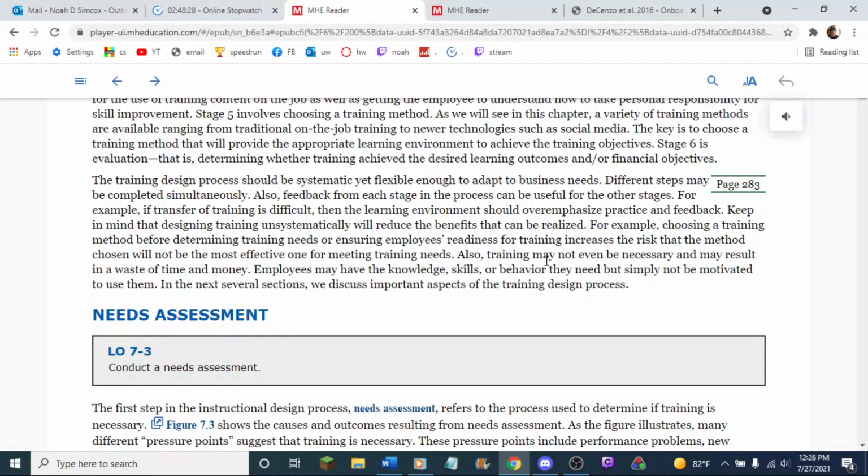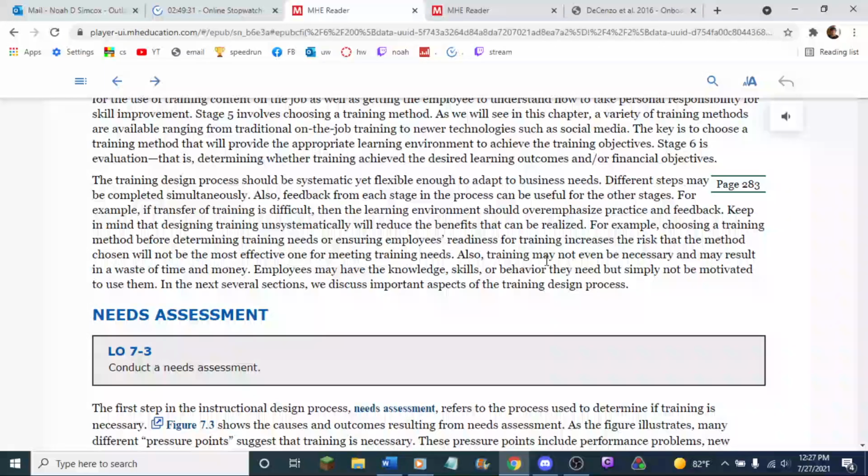The training design process should be systematic yet flexible enough to adapt to business needs. Different steps may be completed simultaneously. Also, feedback from each stage in the process can be useful for the other stages. For example, if transfer of training is difficult, then the learning environment should emphasize practice and feedback.